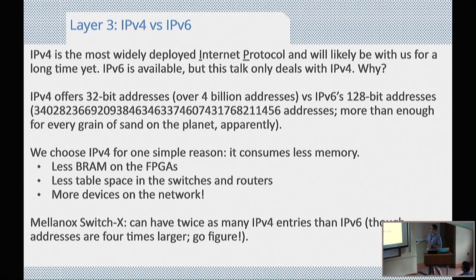So we use IPv4 for one simple reason. It uses less memory, less BRAM on the FPGAs, less table space in the switches, which means you can have more devices. And as an example, Mellanox Spectrum ASICs can have twice as many IPv4 entries as IPv6, even though the addresses in IPv6 are 4 times larger. Go figure.